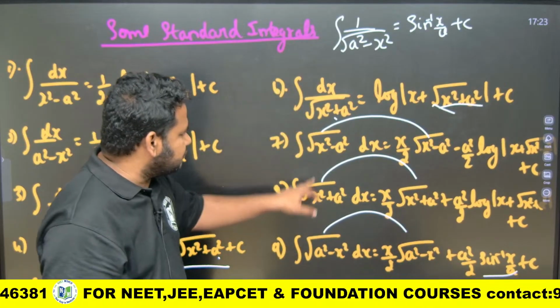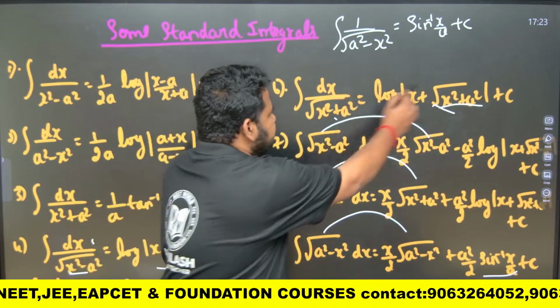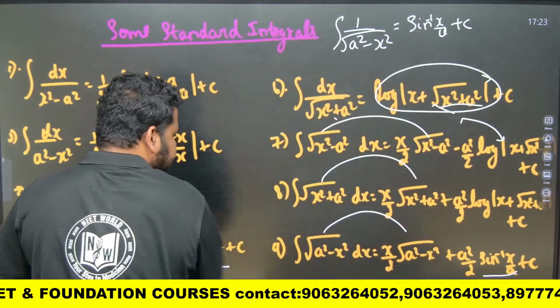1 by square root of x square plus a square, what is there? Log of x plus square root of x square plus a square. Same thing, what is here? Okay, what is here? That you are copying it here. Okay, and what is here? Same thing, you are copying it here.